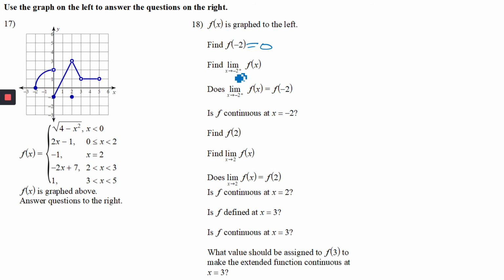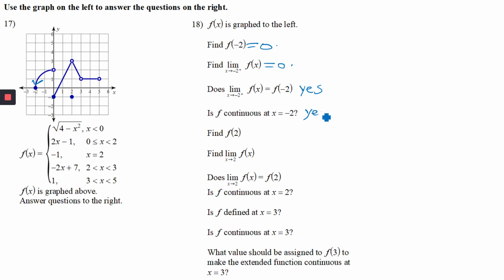Then it says, find the limit as we approach negative 2 from the right side. So we are approaching negative 2 from the right, and the limit there would also be 0. So does the limit equal the function value? The answer is yes, because we got the same value up here and here. And so is the function continuous? The answer is yes, by definition.